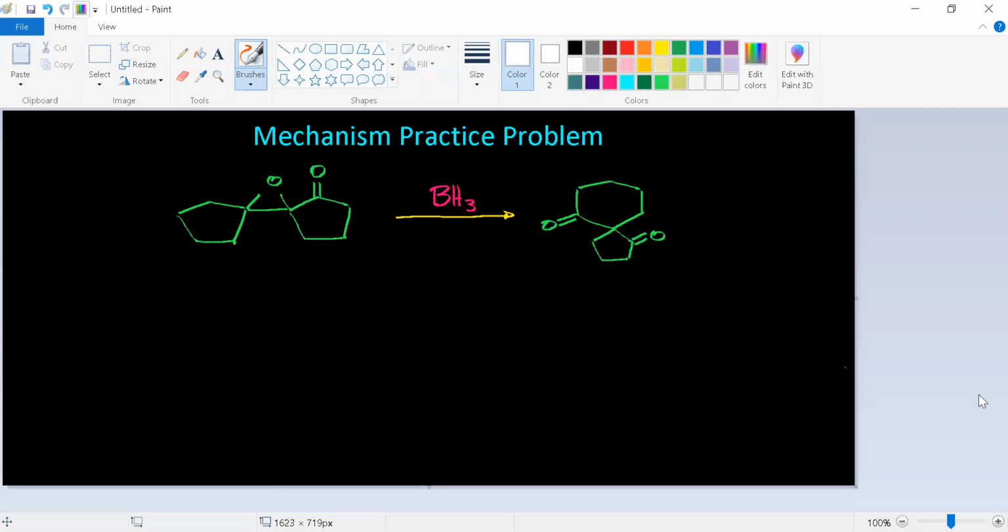So, another quick mechanism video, learning how to get the stuff on the left to whatever's on the right here. And the only thing that we're allowed to use is borane. So give it a try real quick and we'll work on it after.